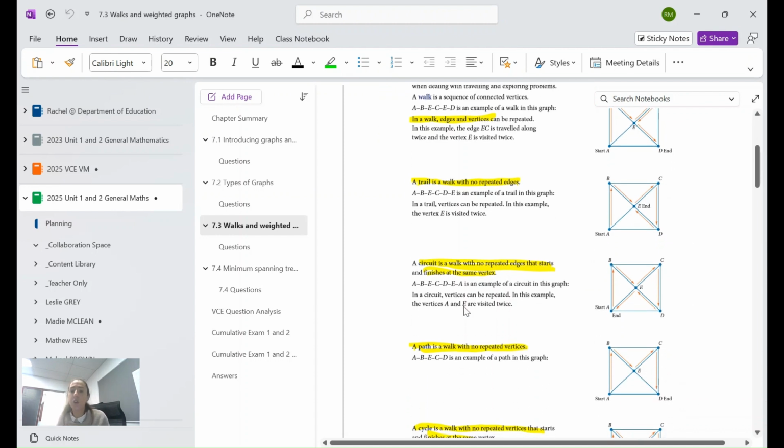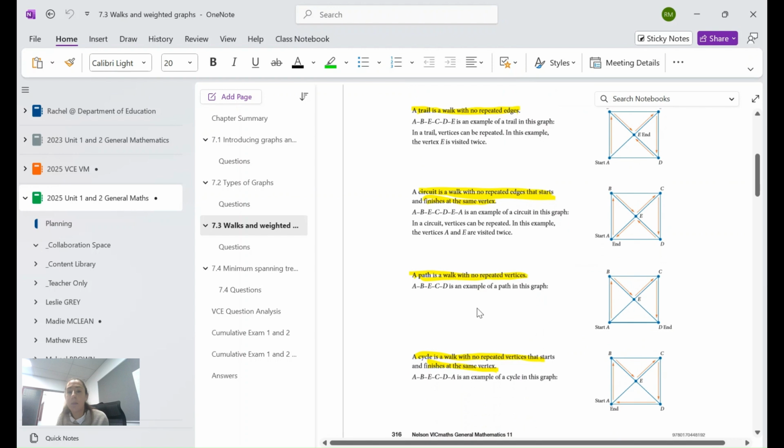A circuit is a walk that has no repeated edges and must start and finish at the same vertex. So we start at A, we go to B, E, C, D, E, and back to A. So can you see that we can repeat vertices, but we have to start and finish at the same vertex.